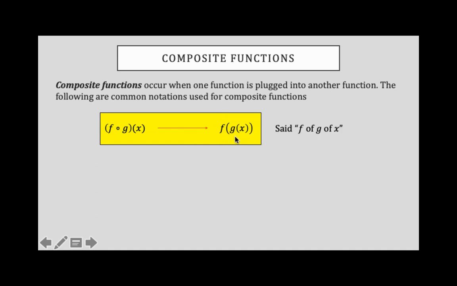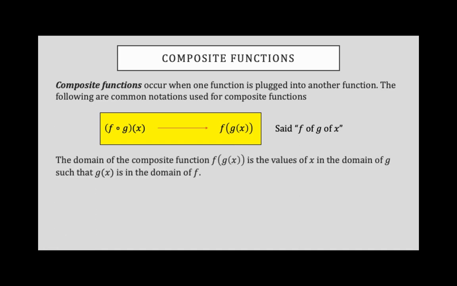Again, the way that we say this is f of g of x. The domain of the composite function f of g of x is the values of x in the domain of g such that g of x is in the domain of f. Now, that's a little bit confusing. Let's see if we can simplify it a little bit.